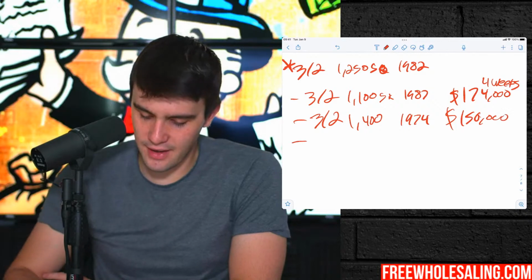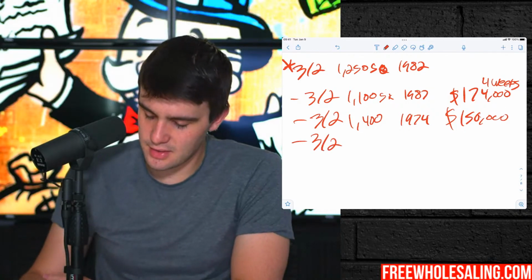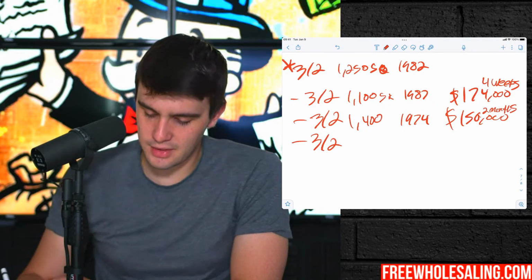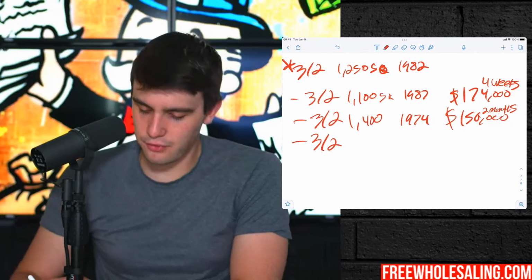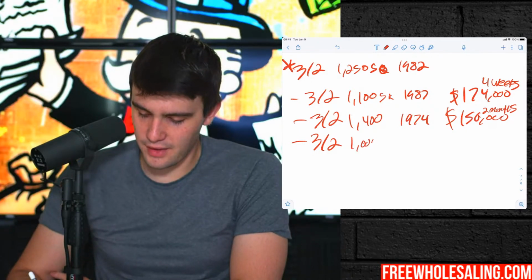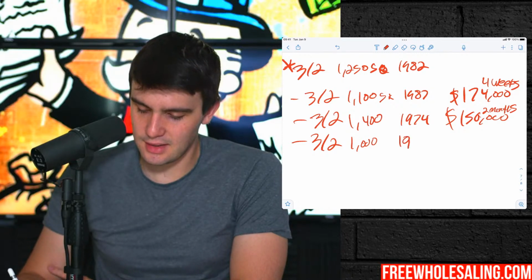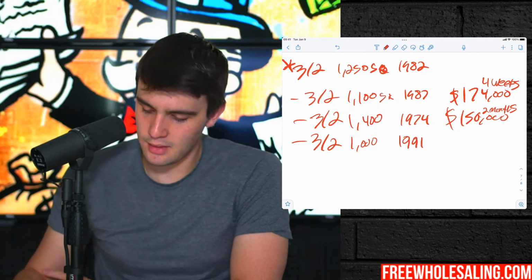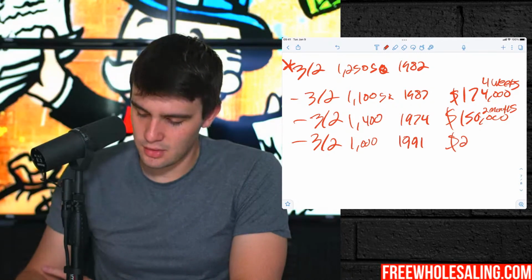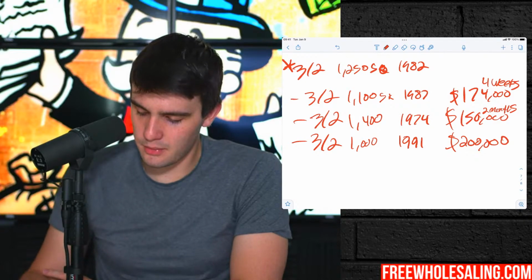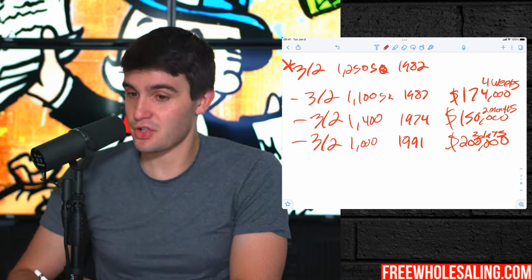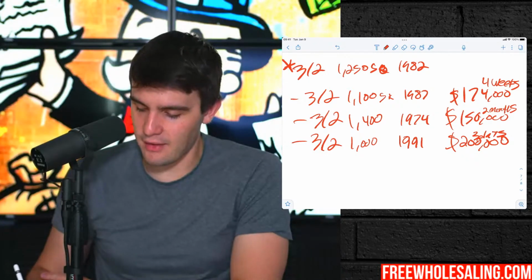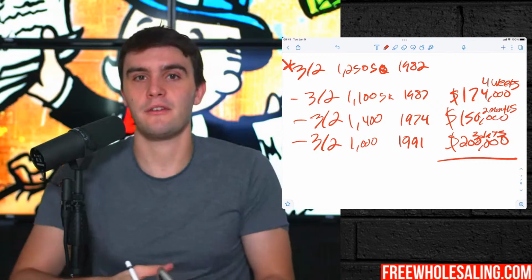And then let's say I found another 3/2, from 2 months ago, that sold for 1,000 square feet, built in 1991, sold for like 200. Okay. So this is all over the board, but this is like 3 days ago. The problem is this one's super renovated. So what we're going to do is just find the average price per square foot. And that's how we're going to figure out what the property's worth.